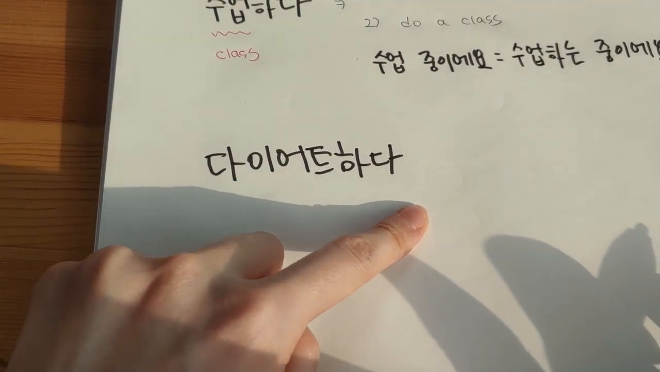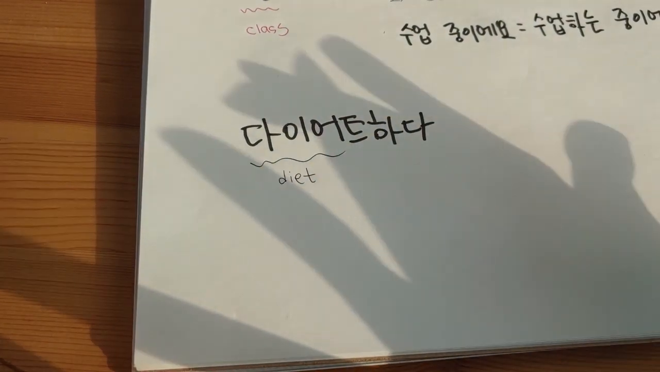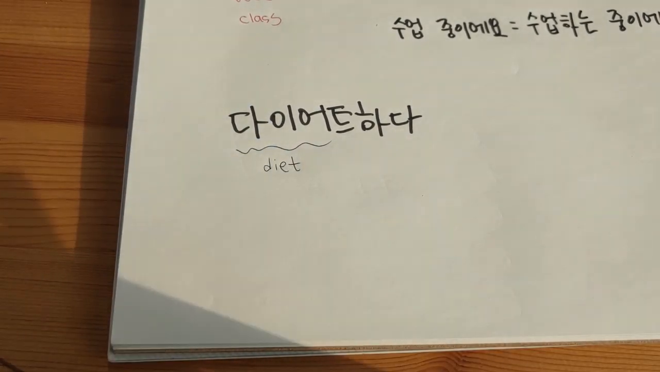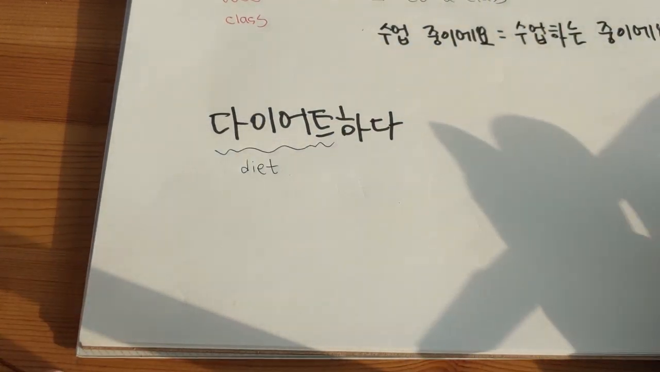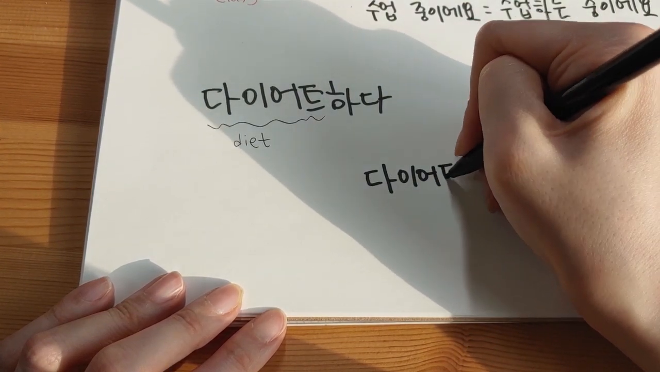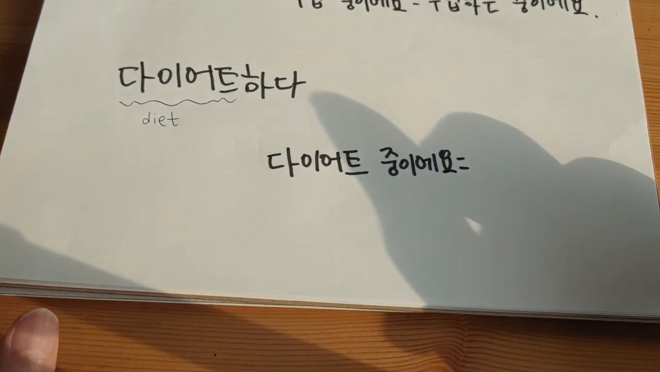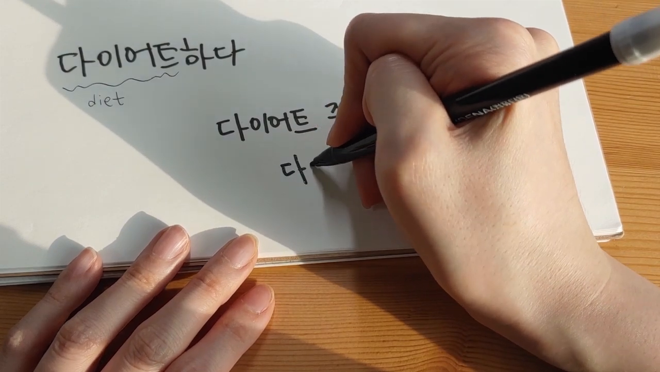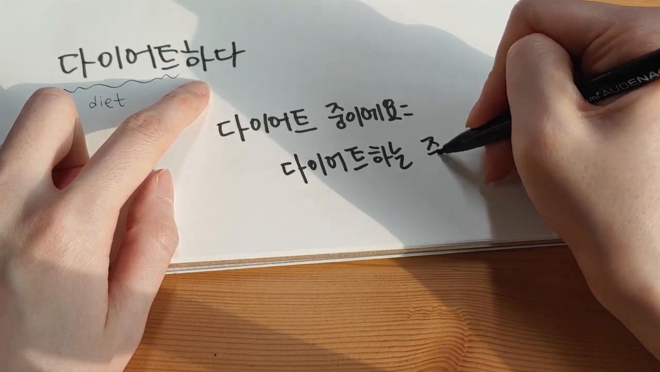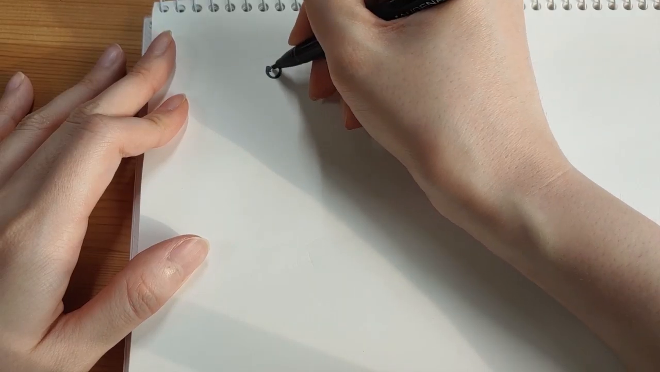And 다이어트하다. So 다이어트 here, it's a noun that means diet, but not like diet as in food, but diet as in I'm on a diet. I'm trying to lose weight, that kind of diet. So when you say I'm on a diet or I'm trying to lose weight, you can say 다이어트 noun and then just put 중이에요. 다이어트 중이에요. I'm on a diet. I'm trying to lose weight. And this is the same with 다이어트하는 중이에요. Right? 다이어트 중이에요. 다이어트하는 중이에요.